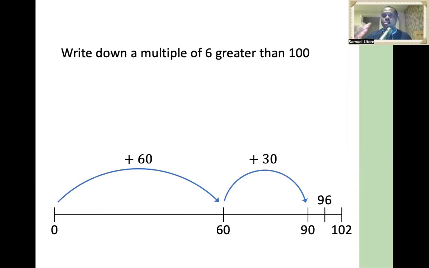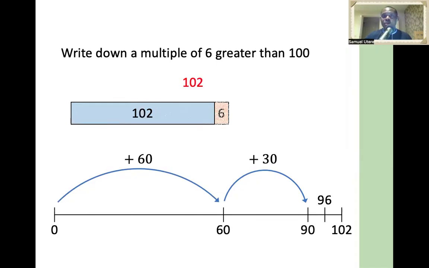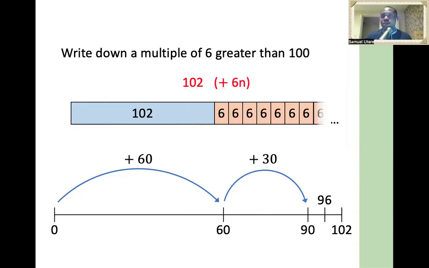Now we can make a generalization to say, okay, any number more than 102 definitely answers the question that we were asked. So we can say, well, 102 plus 6 times n, where n means any number. So 102 plus 6 times 1 will take us to the next number. 102 plus 6 times 2 will take us to the next number, which is obviously greater than 100.